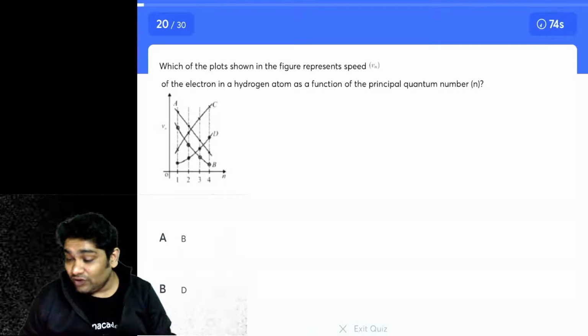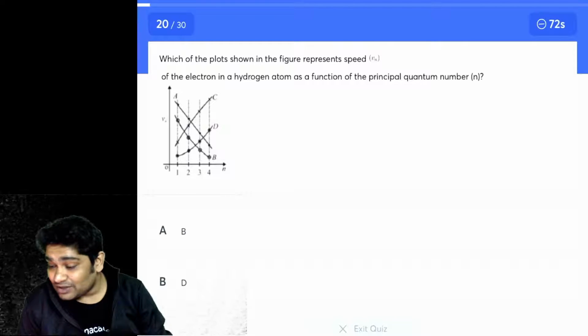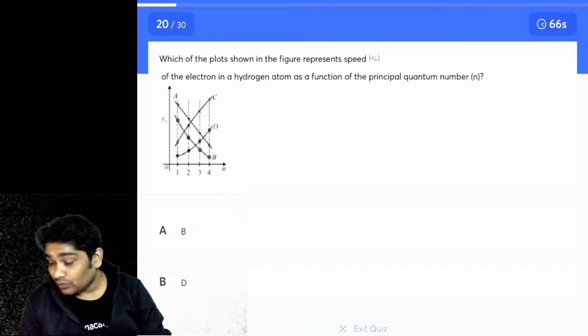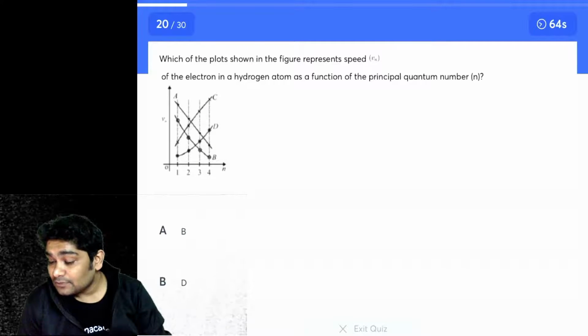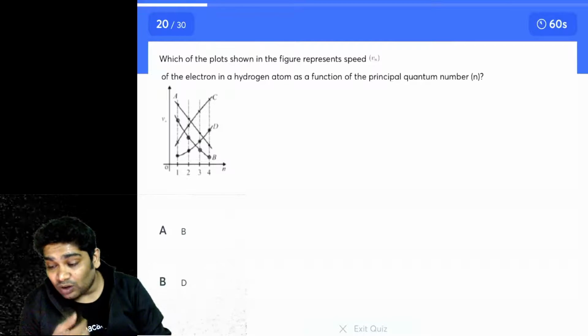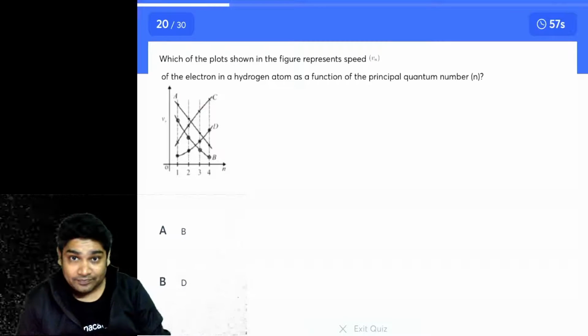Which of the following plots in the figure represents the speed Vn of the electron in a hydrogen atom as a function of the principal quantum number? So this should be easy. With respect to the principal quantum number, how does the speed change?